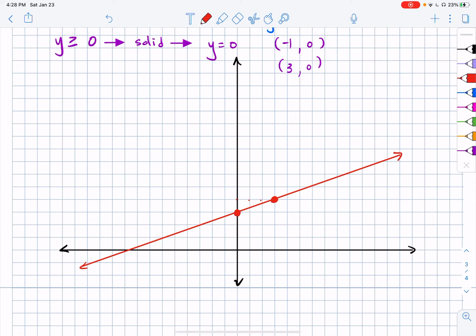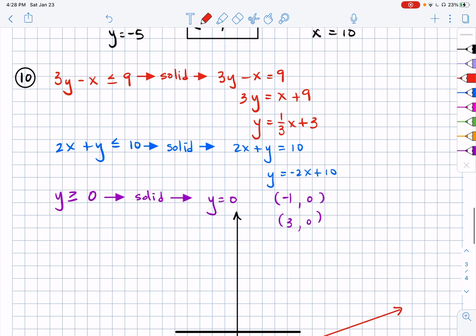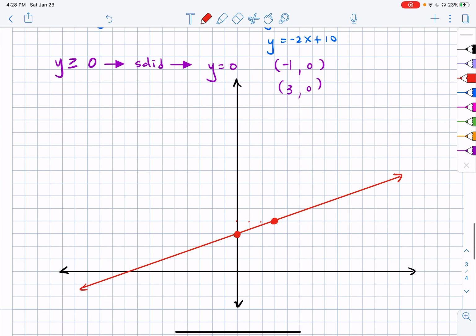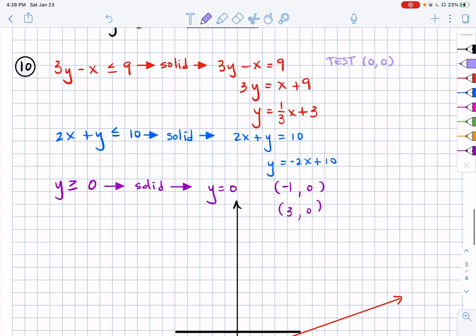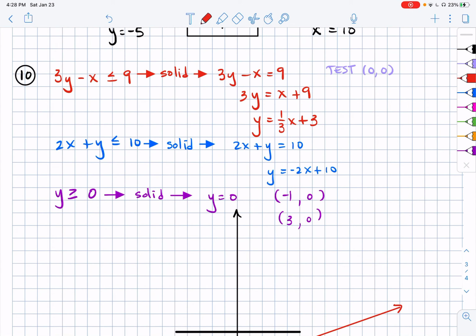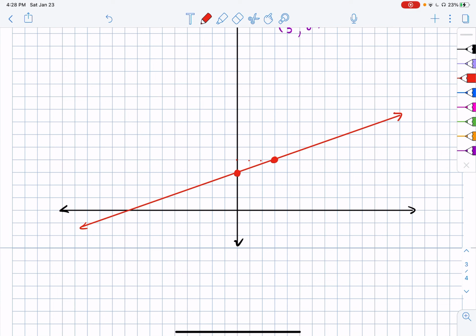Okay. Awesome. So I have to test the point. So if I was to test the point, let's say 0, 0 is available. So I'm going to go ahead and test 0, 0. So it has to be into the original equation. Okay. So let's say it's 3 times 0 minus 0, is that less than or equal to 9? So if I put zeros in here, I have 0, is that less than or equal to 9? And that's a yes. So if that's a yes, that means I'm on this team. So I would shade in this direction here.